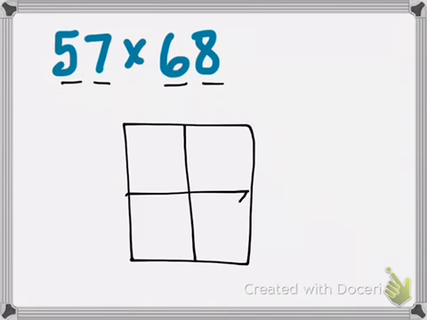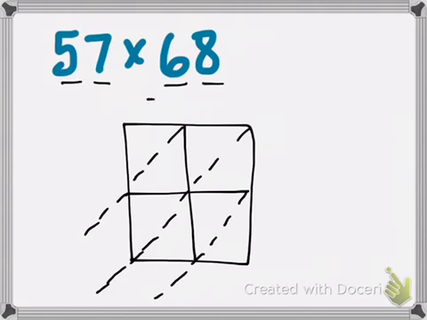Okay, we still need to draw our diagonals, which helps form the lattice. And these are already drawn on your child's homework, so you don't have to worry about that. So we put our 5 and our 7 up here, and our 6 and our 8 on this side.